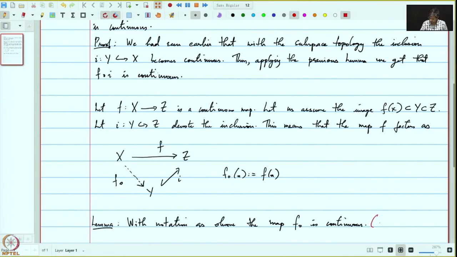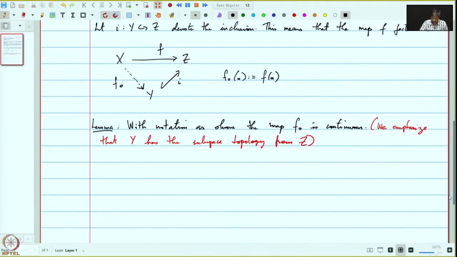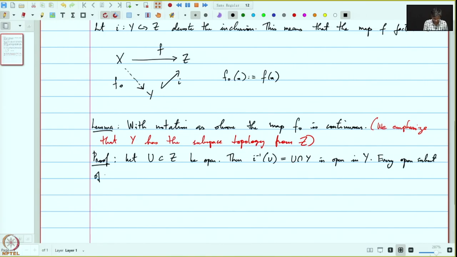Okay, so let me emphasize that Y has the subspace topology from Z. So let us prove this lemma. So let U contained in Z be open. Then I inverse U, which is simply U intersection Y, is open. Okay, and every open subset of Y has this description.